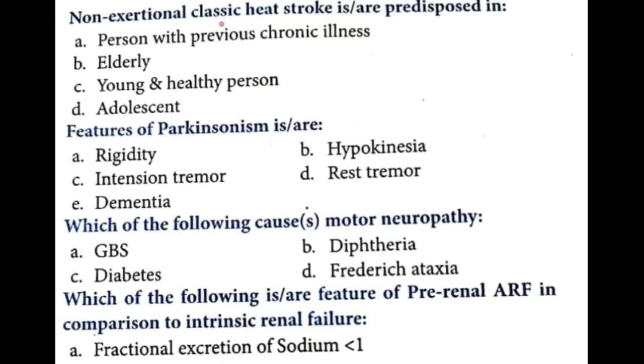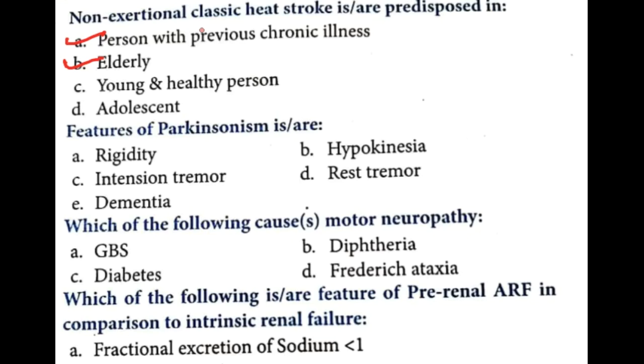Non-exertional classical heat stroke is or are predisposed in. Non-exertional classical heat stroke is predisposed in persons with previous chronic illness, and healthy patients. So non-exertional classical heat stroke is predisposed in elderly and in chronic ill patients.